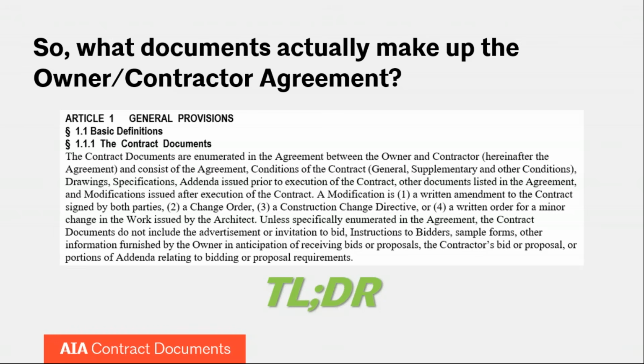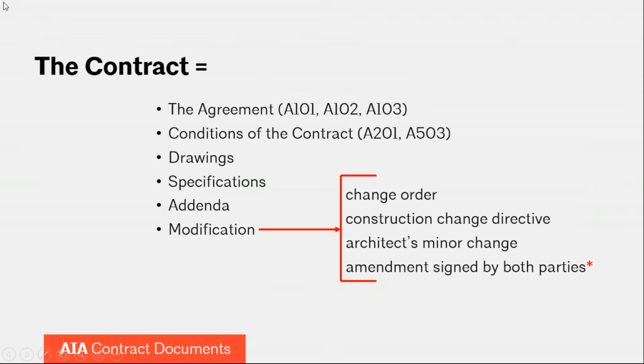In fact, if you're an owner or a contractor and you get into a dispute and you go talk to an attorney, the first thing your attorney is going to do is ask you or take steps to figure out what is a part of that owner-contractor agreement, because from there, the attorney will be able to figure out what obligations flow from it.